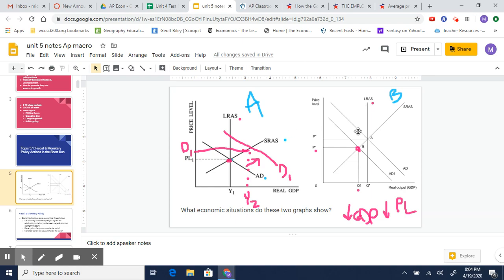Over here with graph B, what's the Fed going to do? It's just the opposite. They're going to buy bonds. They're going to cut interest rates, cut discount rates. Look at your organizer. They're going to make it easier for banks to lend money to people. The Congress is going to cut taxes and increase spending with the idea of trying to put more money in people's pockets.